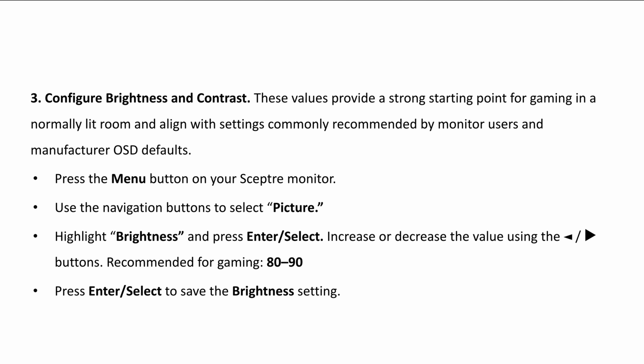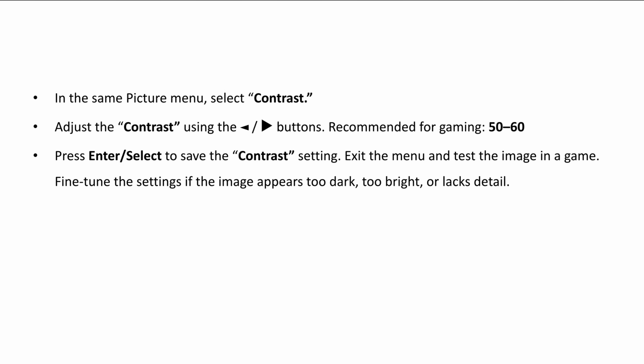The third one is configure brightness and contrast. These values provide a strong starting point for gaming in a normally lit room and align with settings commonly recommended by monitor users and manufacturer OSD defaults. Press the menu button on your Sceptre monitor. Use the navigation button to select Picture. Highlight Brightness and press Enter or Select. Increase or decrease the value using the arrow keys; recommended for gaming is 80-90. Press Enter or Select to save the brightness setting.